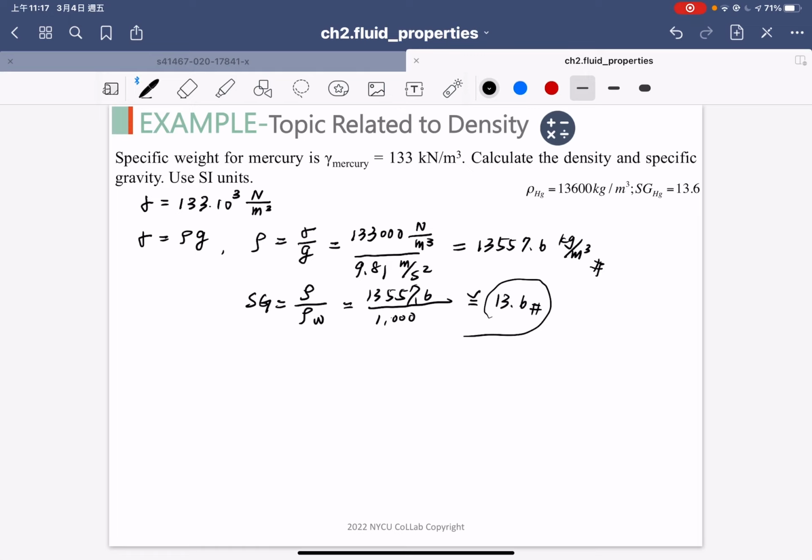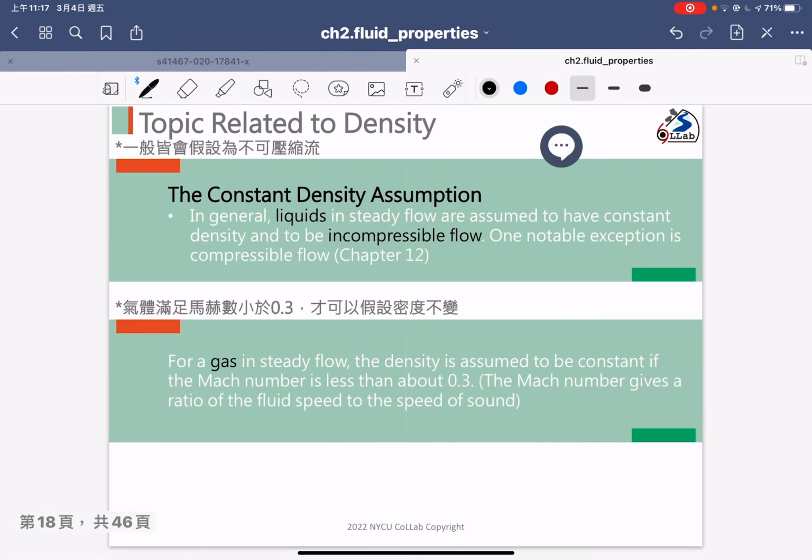Okay, so this is very simple, so I just quickly did the exercise. The most important idea is that usually for a liquid in steady flow, that means the flow properties don't change with time. So we call that steady, right? As I mentioned before, steady state means the physical properties don't change with time. And the fluid is assumed to have constant density, and we call that incompressible flow.